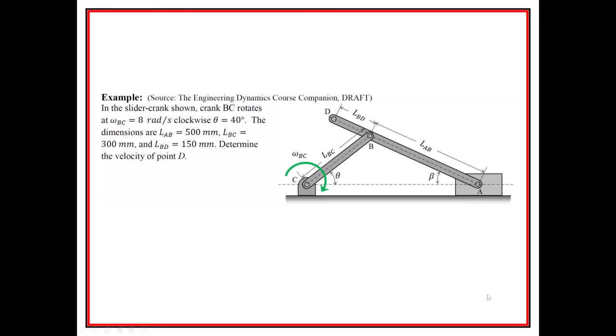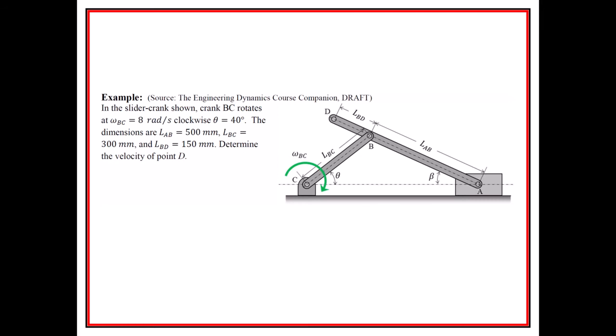All right, this is class 13 and example 2. We're going to do a slider crank, and this is again an example from my draft book, the Engineering Dynamics Course Companion. For the slider crank, BC rotates at 8 radians per second clockwise, and theta is equal to 40.